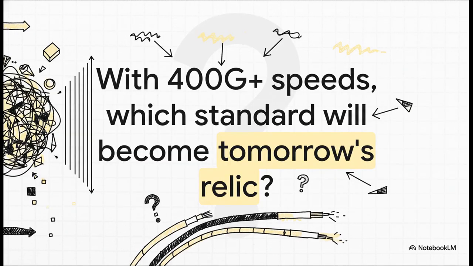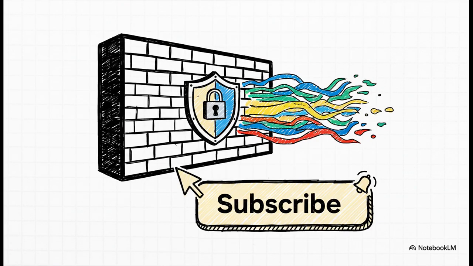So we've gone from chaos to clarity. But in technology, the ground is always shifting. As we look to the horizon of 400 gigabit, 800 gigabit, and even faster networking, it leaves us with one final fascinating question to think about. Which of these standards that seem so cutting edge today will be the forgotten relic of tomorrow? That question of what's next is really what drives technology forward.